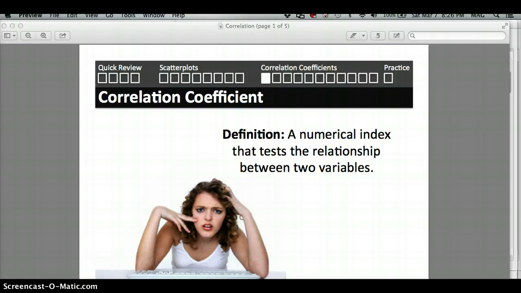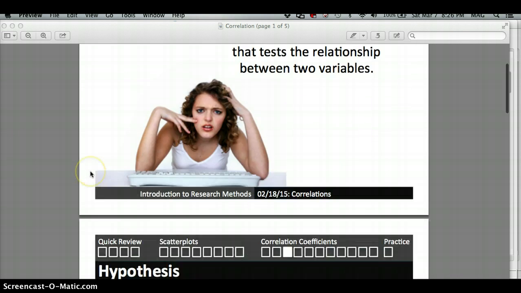So the following video is going to illustrate how to use correlation coefficients in SPSS. Before we get to the program itself, let's talk a little bit about correlation coefficients and what they do. The definition from our textbook says that a correlation coefficient is a numerical index that tests the relationship between two variables. In a couple of seconds, I'll go over what this index means in detail.